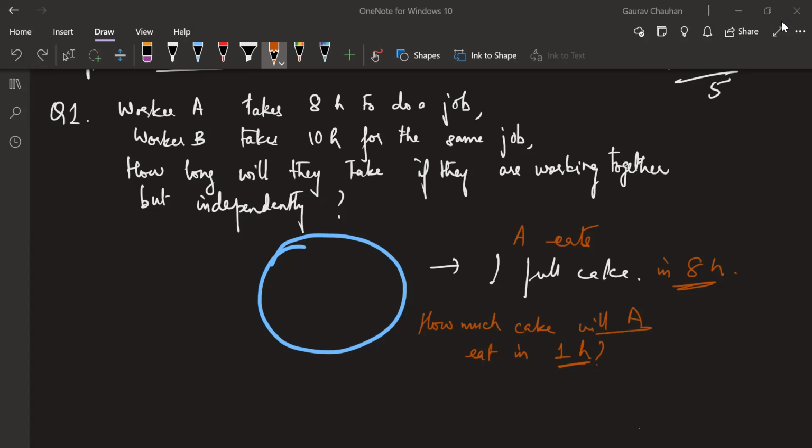So think about this. 8 hours I can eat the full cake. It means I can divide the cake into 8 equal pieces, and each hour I am eating one piece. Can we think like that?